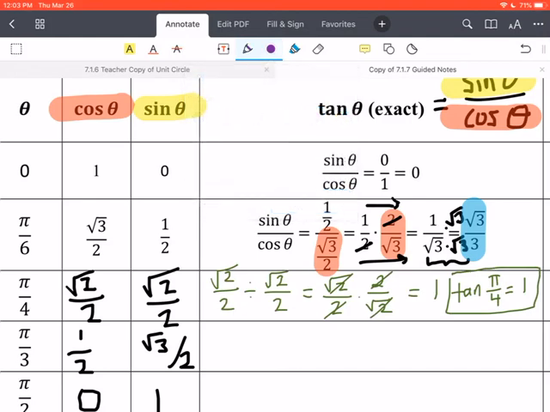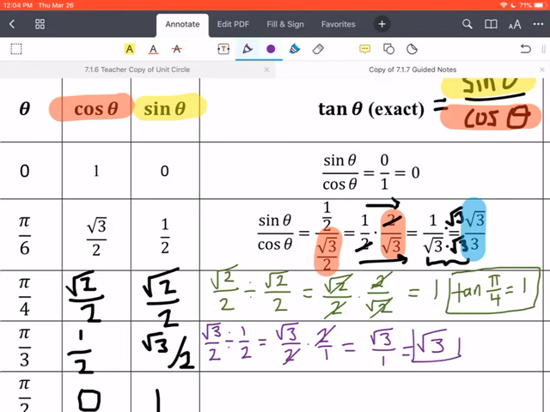Okay, so for this one, what is our sine? We do root 3 over 2 divided by 1/2. But division of fractions means we have to multiply by the reciprocal. So then we have 2 over 2, those cross out. So we get root 3 over 1. Yes, I love when the root is not in the denominator. What's anything divided by 1? Just itself. Okay, so that is the tangent of pi over 3.